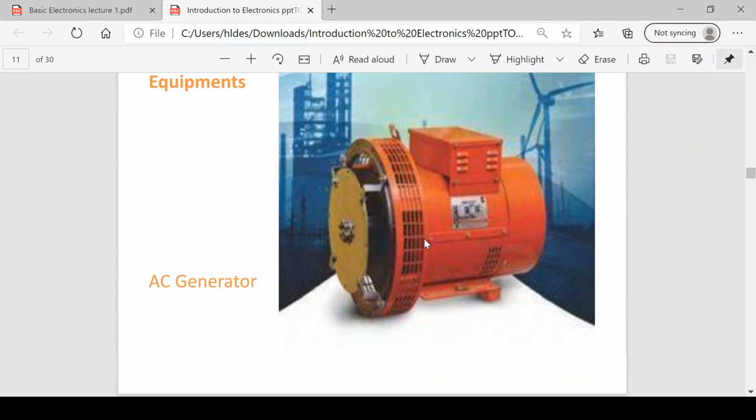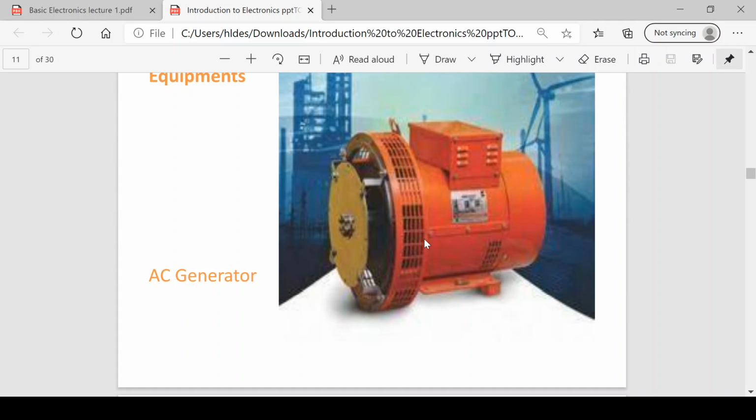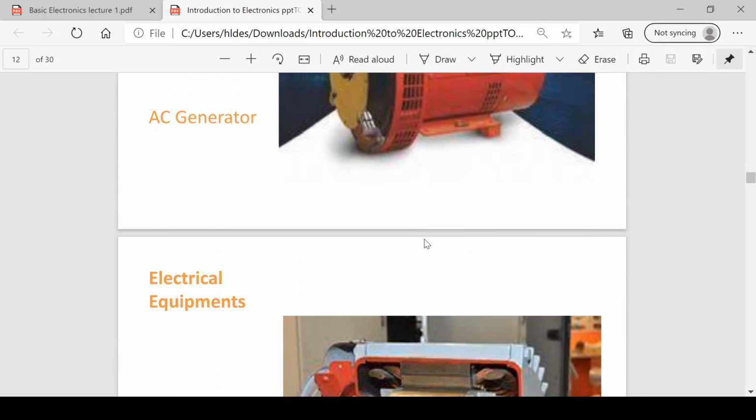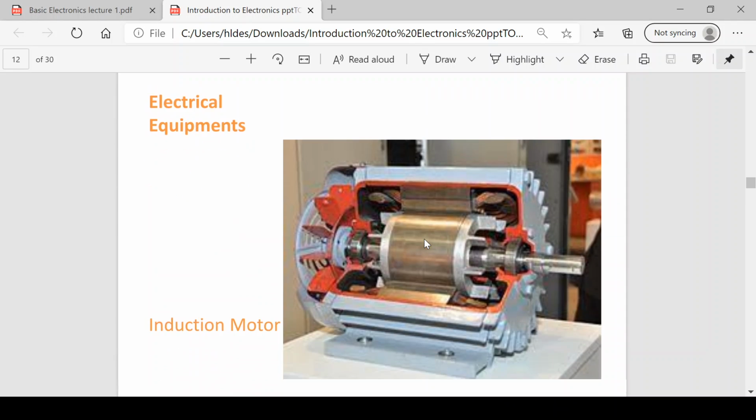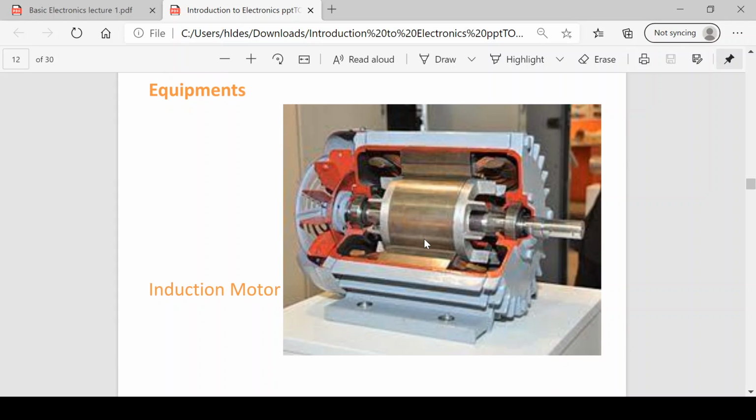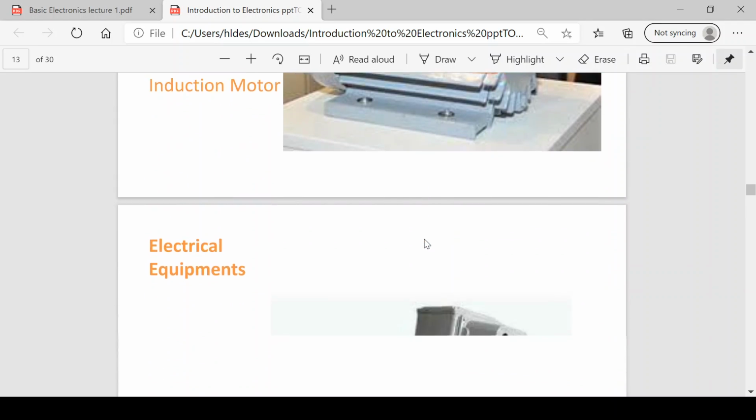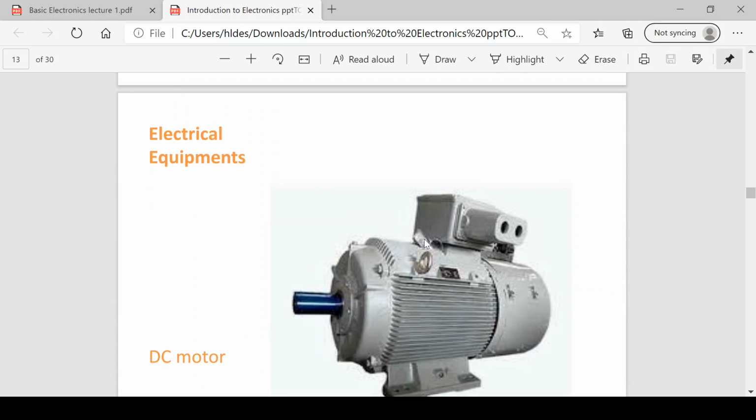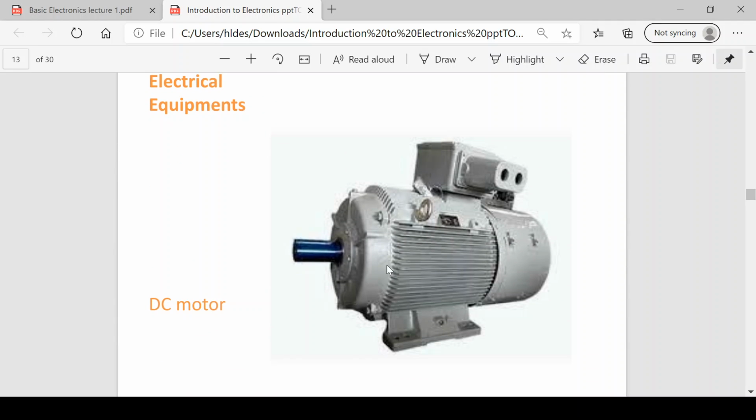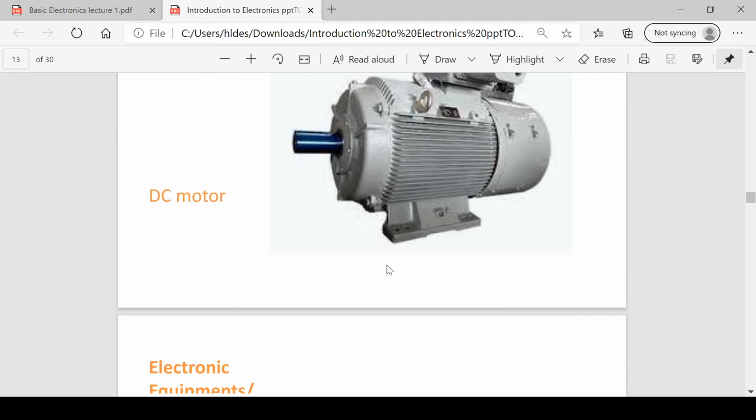Then there is an AC generator whose output will be AC voltage. Why am I showing this? Because I want to differentiate electrical and electronics. Next is the induction motor, which is particularly an AC motor. You can see the size and material involved in such machines. Then there is a DC motor, earlier it was a DC generator.